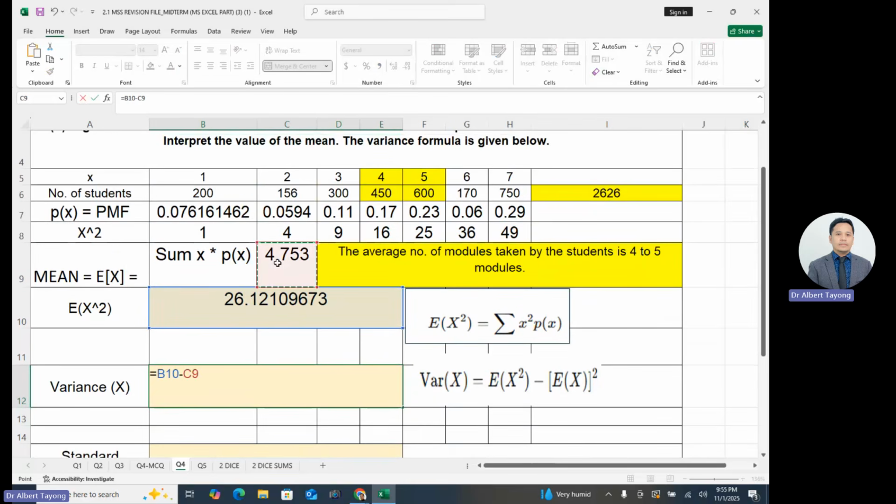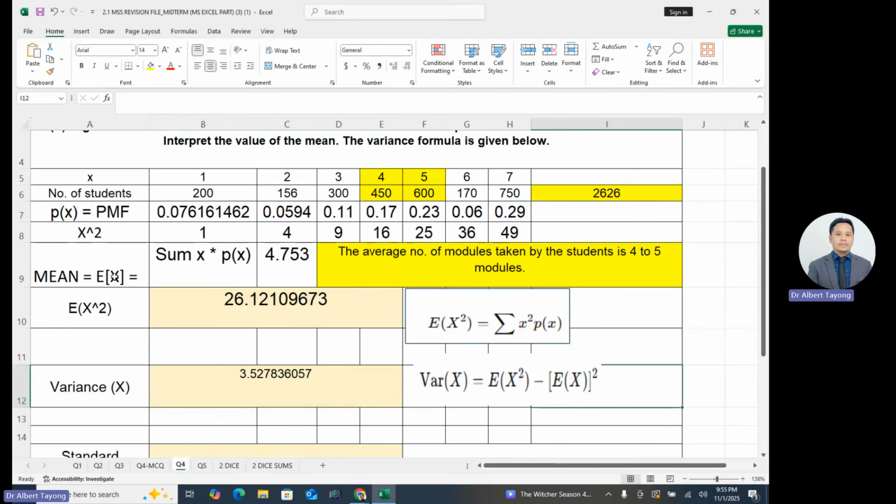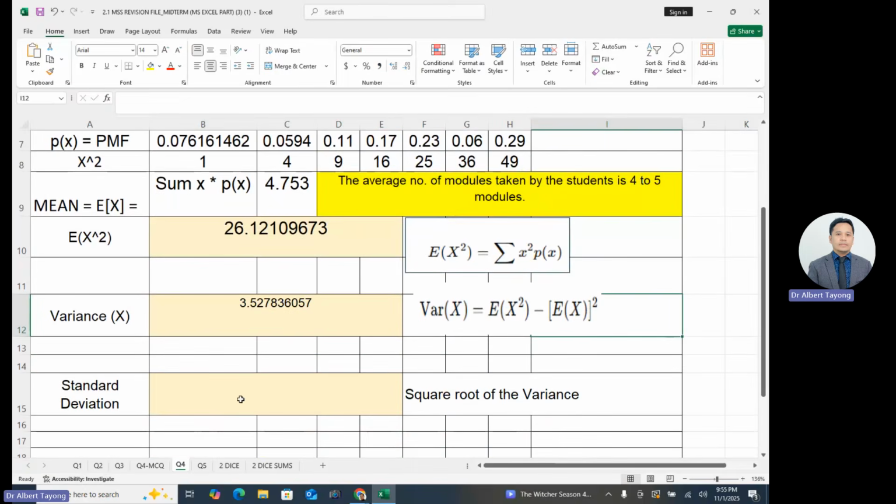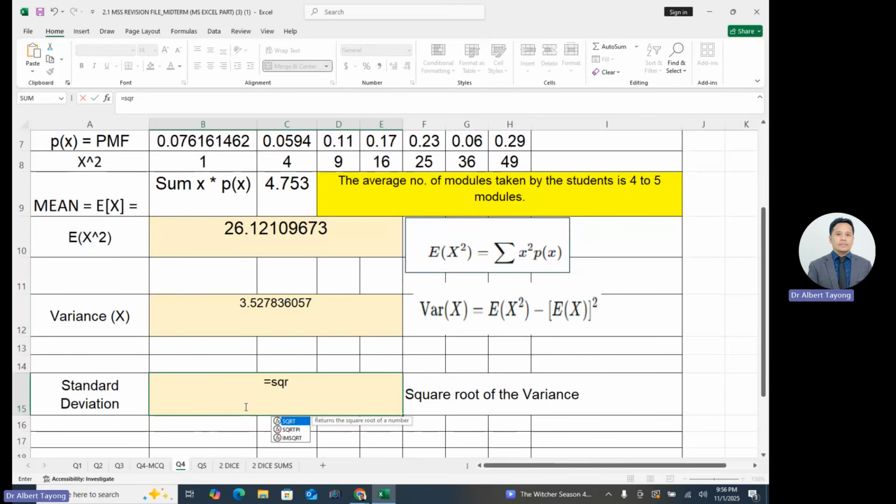Okay, this one shift 6-2 because we have here square. So basically the variance is the EX squared minus the mean squared. So please remember EX here is our mean. And then standard deviation, I wrote the formula here, square root of the variance. So equals square root SQRT of the variance. Select the variance and enter. So that is our standard deviation.